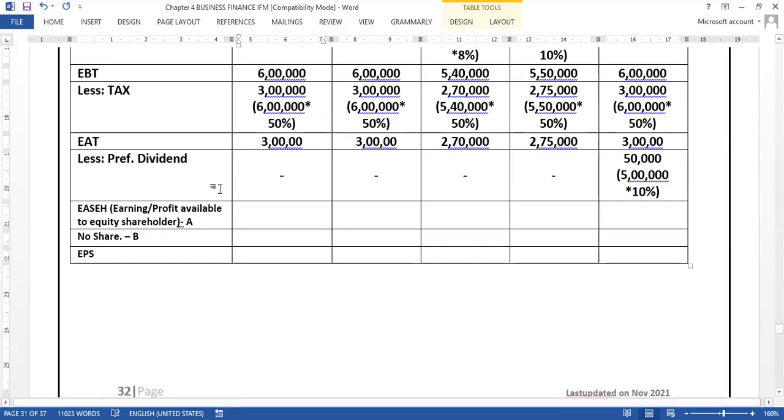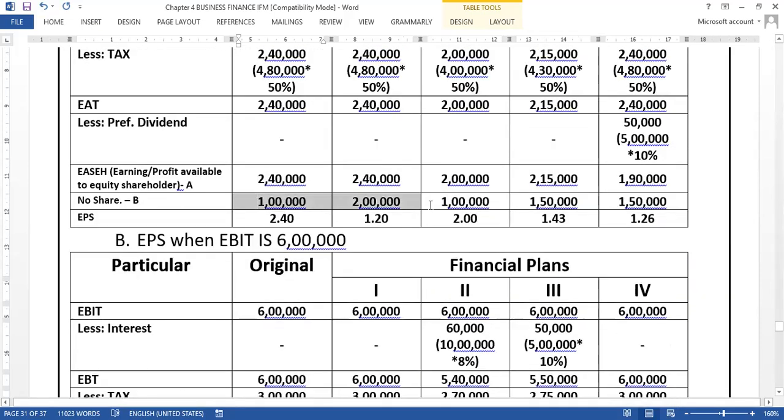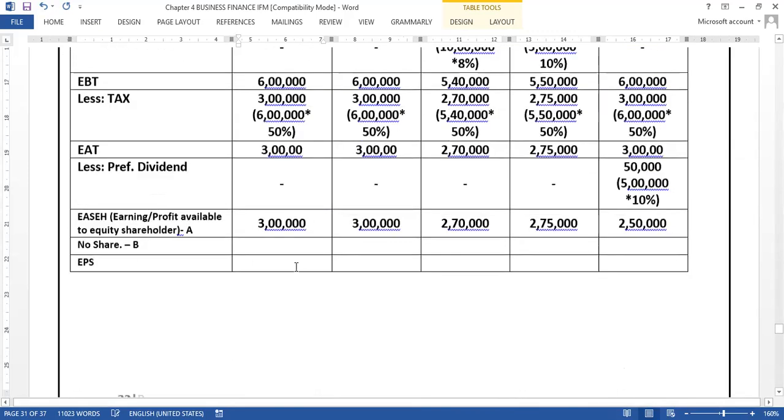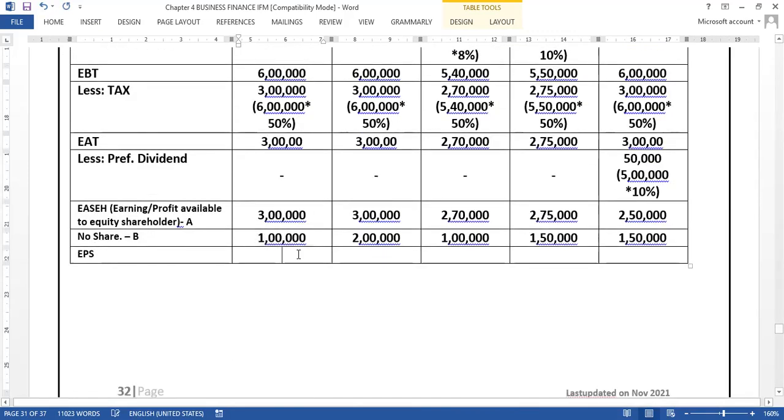Now, if you minus this, we'll be getting around 3 lakh here. That remains the same for the first financial plan. Again, this also remains the same. I just copy it and paste it. Whereas here, if you minus this, you'll be getting around 2 lakh 50,000. Now we have to find the number of equity shareholders, which we already calculated. You can just copy the same formula and divide it. You'll be getting EPS as 3 here.